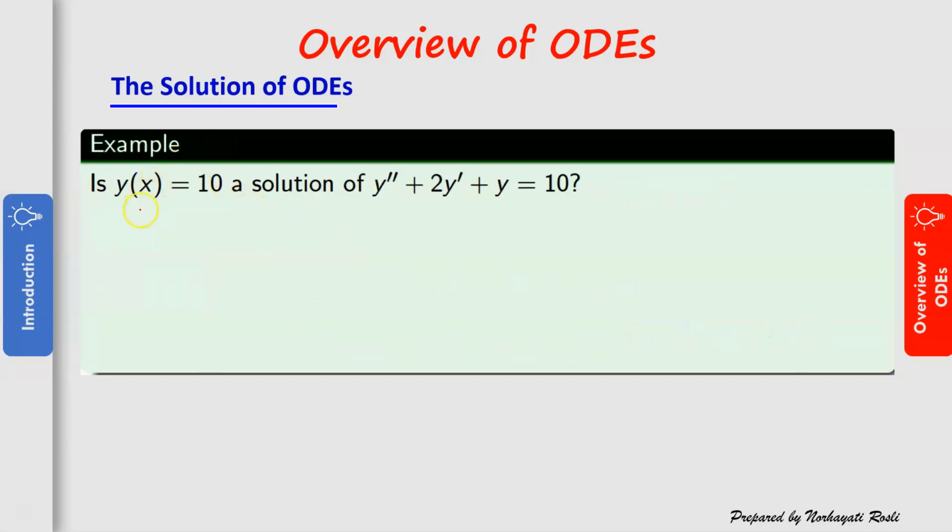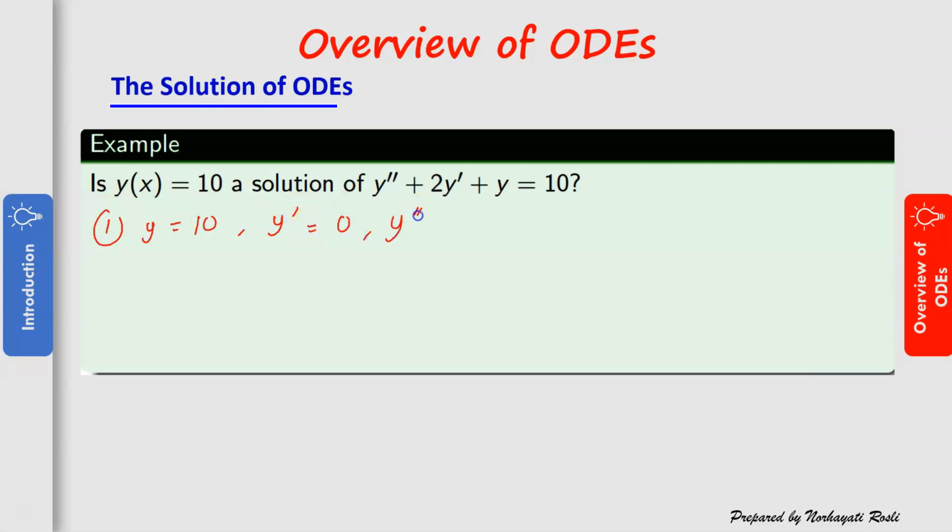Next class, we go to this example. Is y(x) equal to 10 a solution of y double prime plus 2y prime plus y equal to 10? Here we have y equal to 10, which means that when we differentiate it, we get 0.